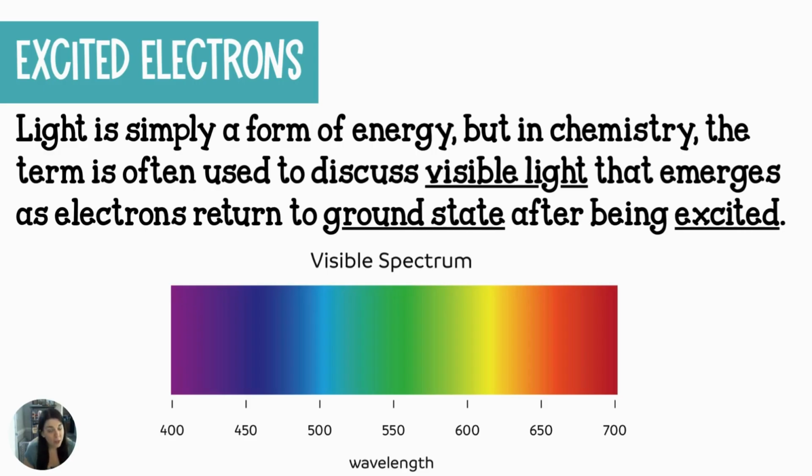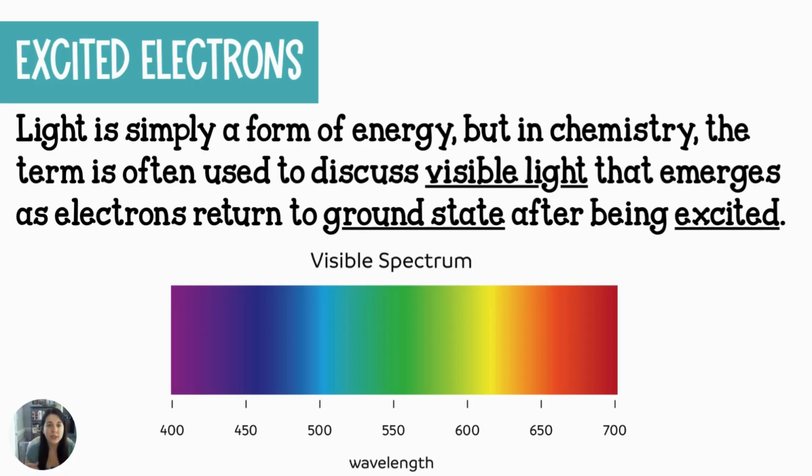Back in the atomic unit, you learned about exciting electrons. Light is just a form of energy, energy usually that we can see as opposed to feel. In chemistry, most of the time when we say light, we're talking about visible light, okay? Light that emerges when the electron is falling down to the ground state after it has been excited.